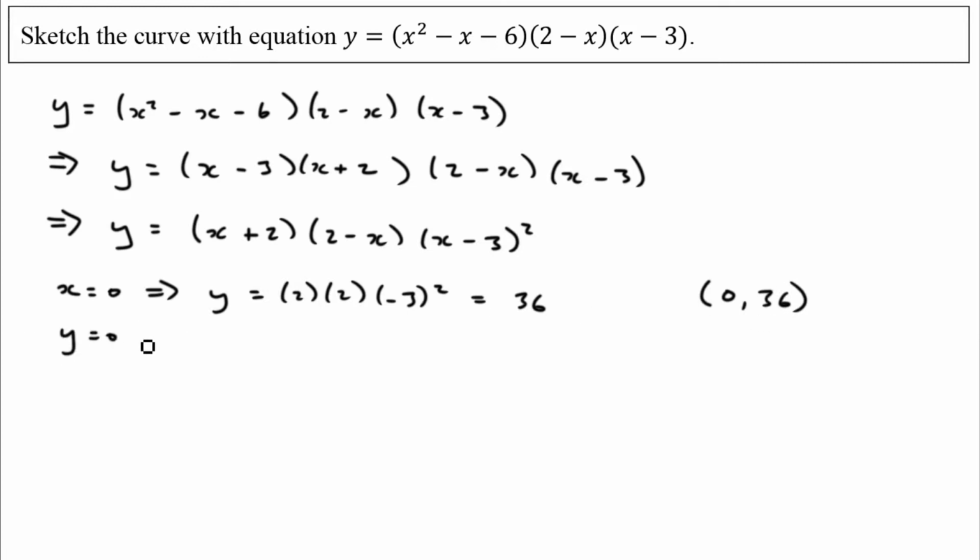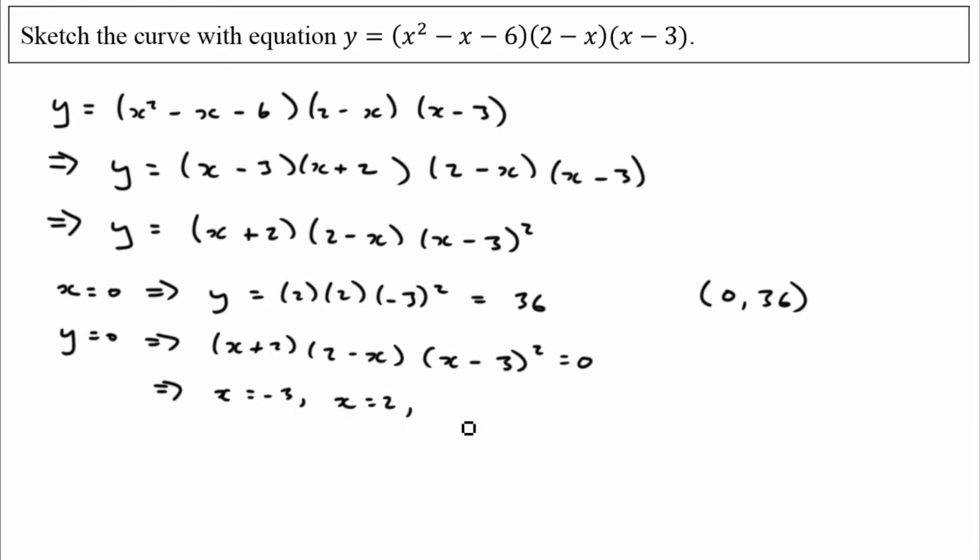If we have a y of 0, that means that x plus 2, 2 subtract x, x subtract 3 squared is 0, from which it follows that either x is -2, or x is 2, or x is 3, so we have intersection points -2, 0, 2, 0, and 3, 0. But this last point is in a bracket which is squared, so this last one is a repeated root.